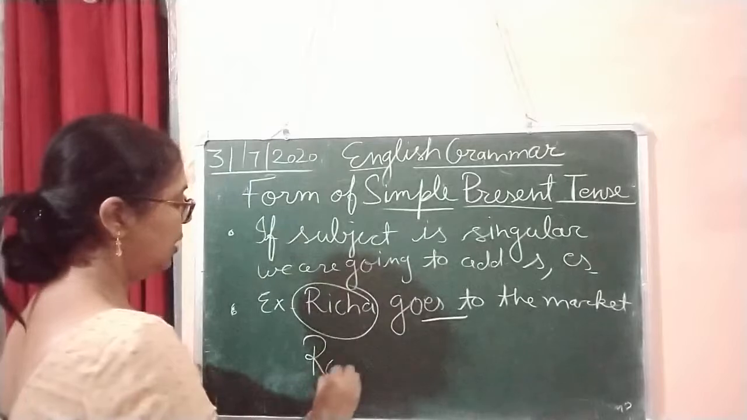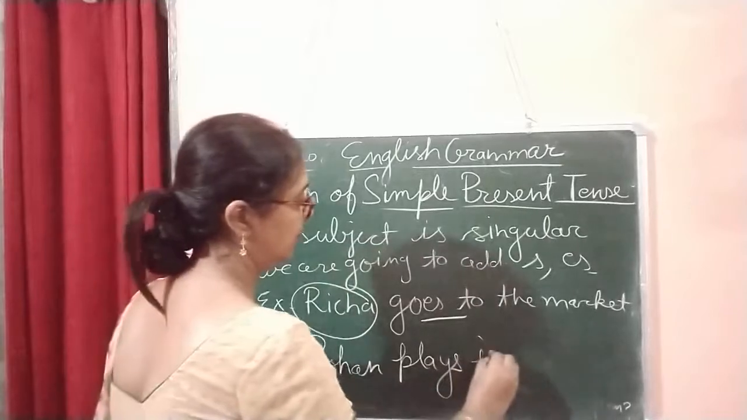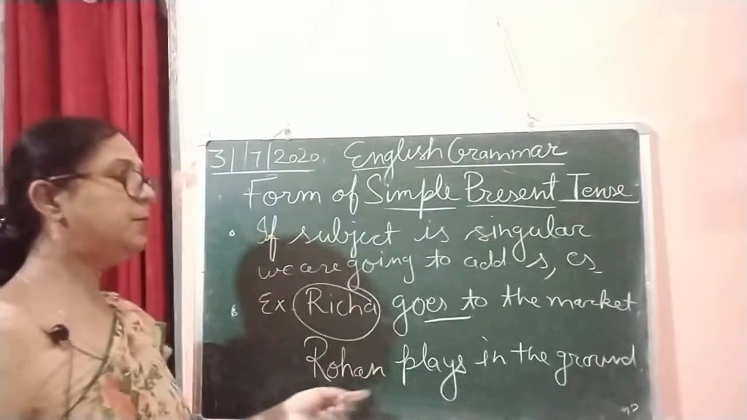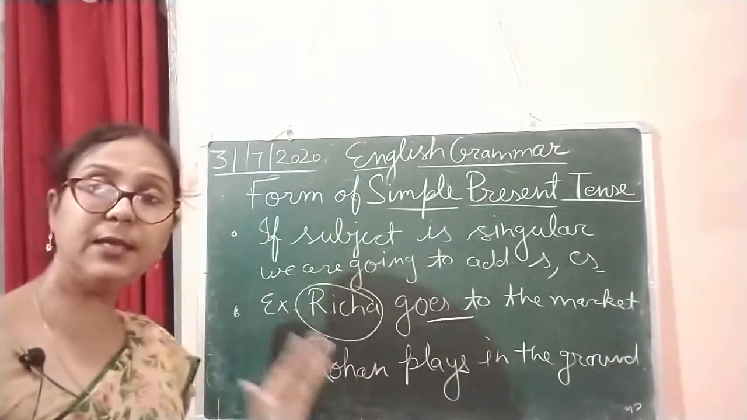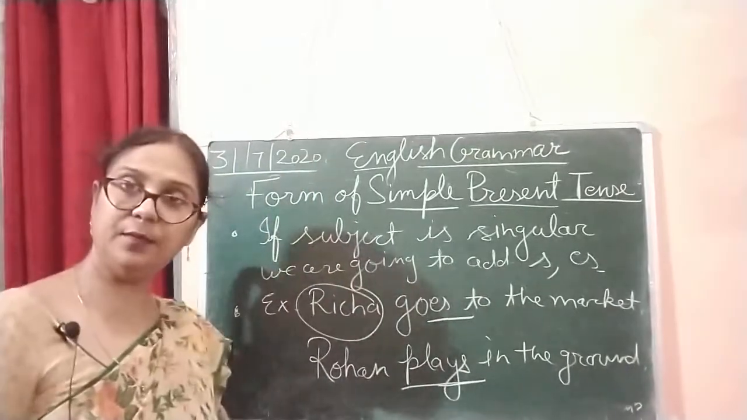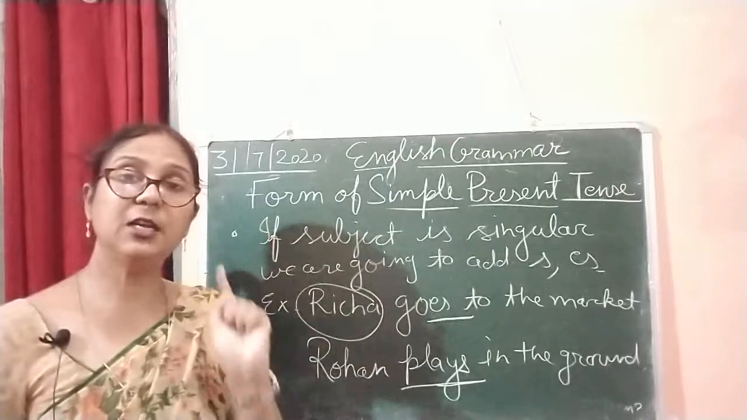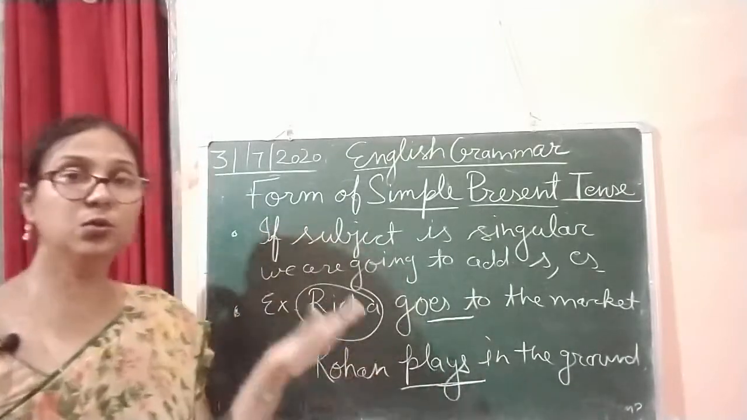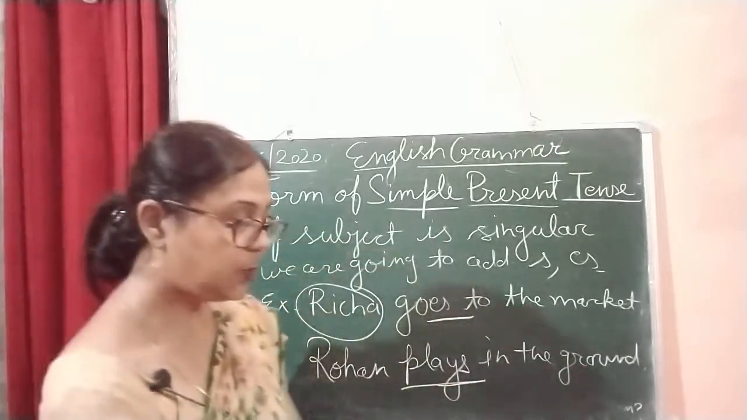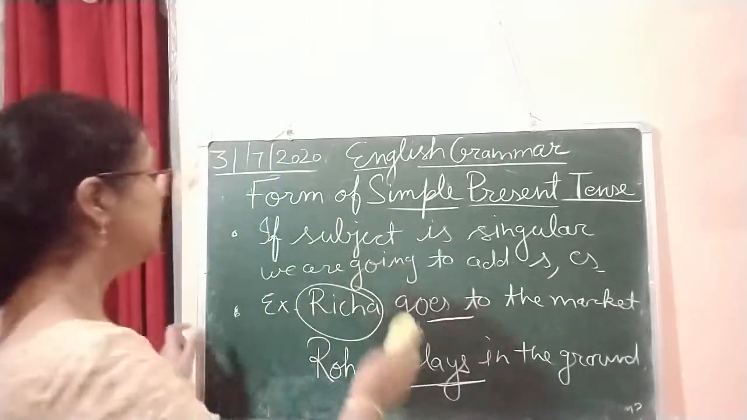Now another example. Rohan plays in the ground. Rohan plays in the ground. Now here you can see I have only used S. So this we have to remember: if the subject is singular, we are supposed to use S or ES in the verb. Now, the next point that we have to discuss is the form of simple present tense.